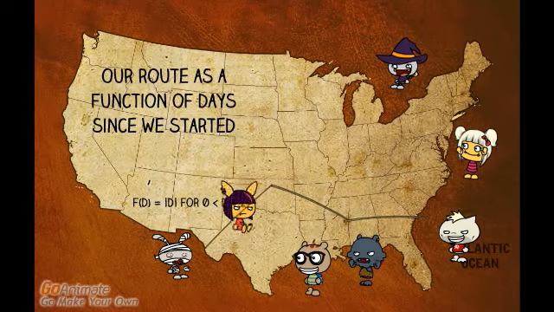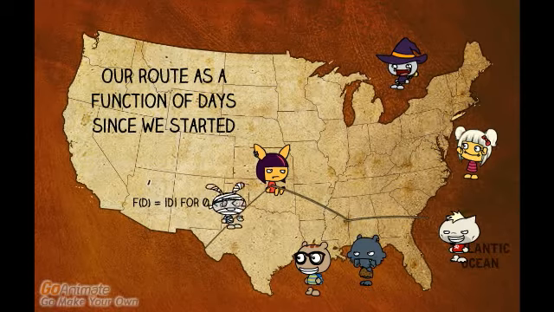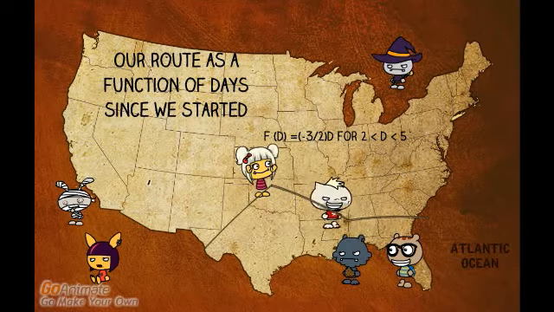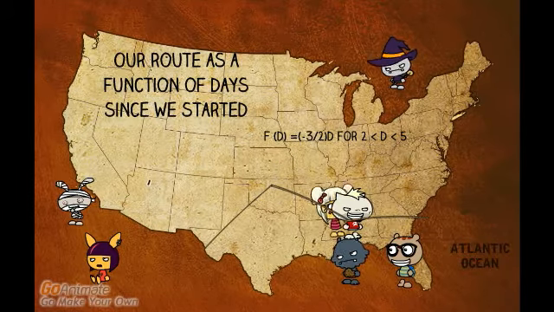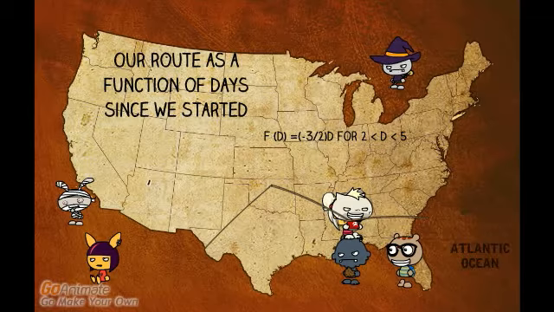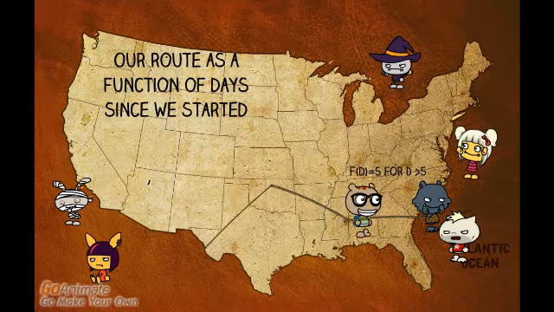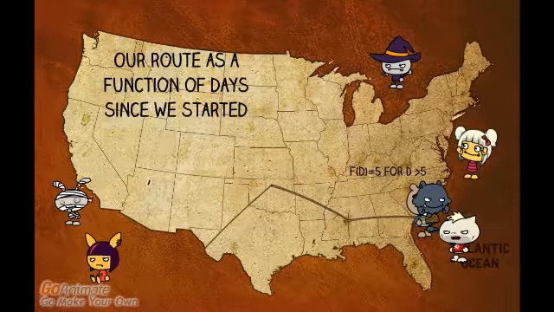The first leg of our journey will involve an absolute value function. The second leg of our journey involves a linear function with a negative rate of change or slope. Finally, our last leg involves a horizontal line at f of d equals 5, heading due east to the coast.